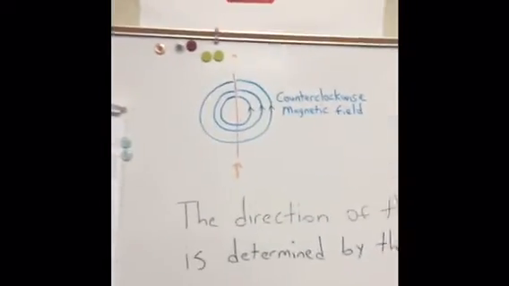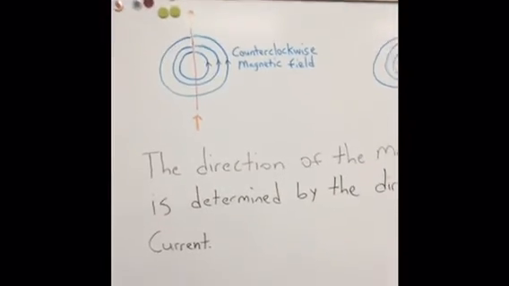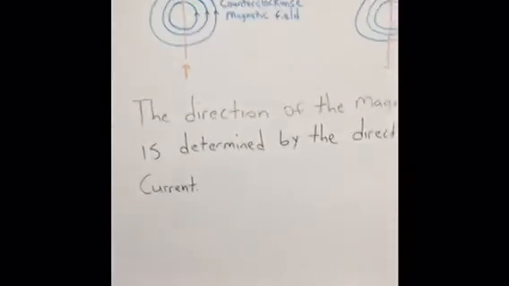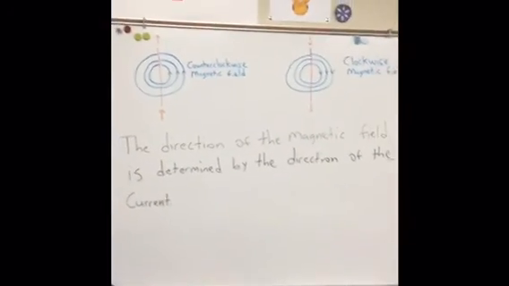So the whole point to all this is that electricity produces magnetism. It produces a magnetic field. And the direction of the magnetic field is determined by the direction of the current. All right? So that's a review of the things that we've gone over so far.